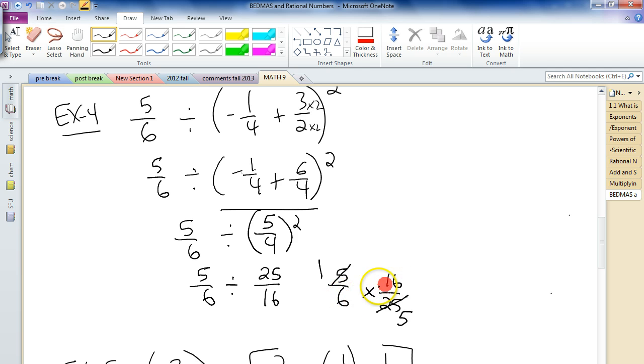6 and 16, they're both even numbers. For sure, 2 goes into them. 2 goes in here 8 times. It goes in here 3 times. And now you're left with 1 times 8, which is 8, over 3 times 5, 15. The answer is 8/15.